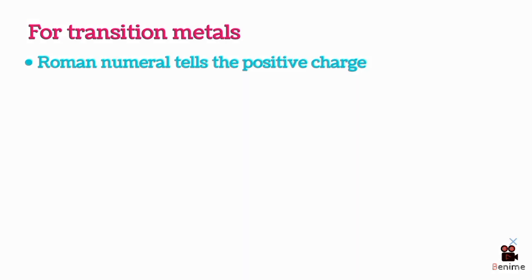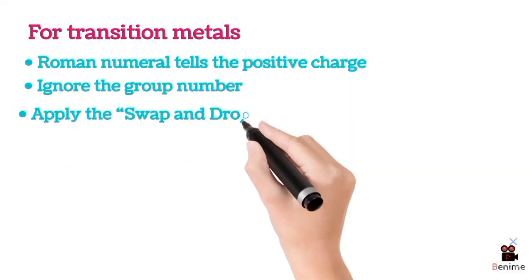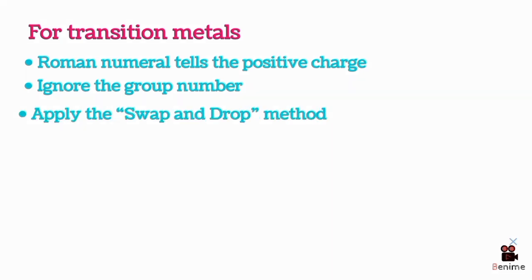Now let's summarize. Whenever you see a transition metal in a compound name, number 1. Look at the Roman numeral. That tells you the positive charge. Number 2. Ignore the group number of the periodic table for these metals. The Roman numeral is what matters. Number 3. Apply the swap and drop method, just like before. And that's how transition metals work.